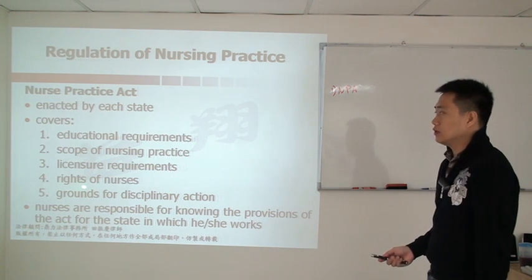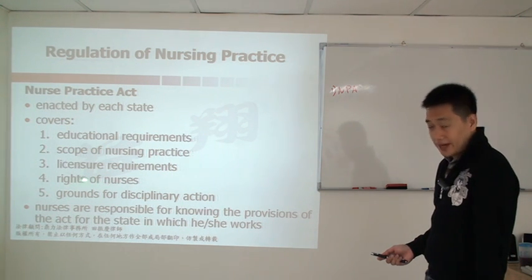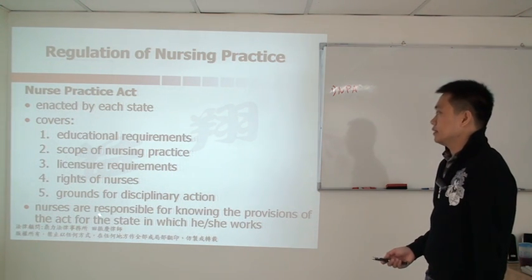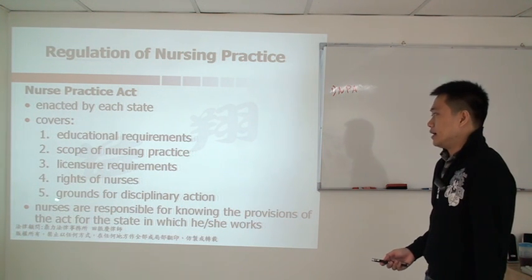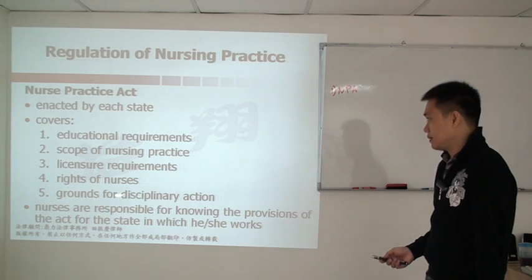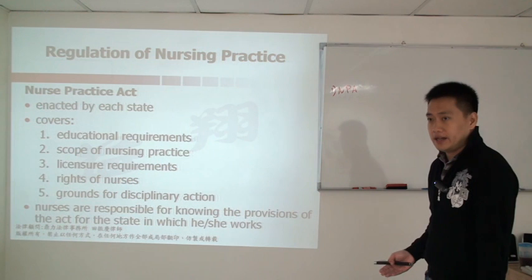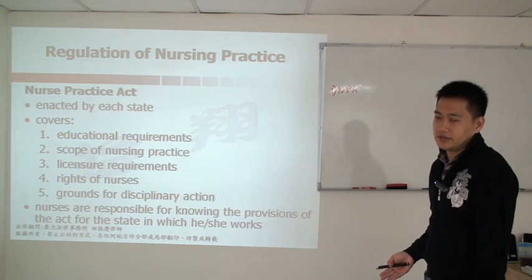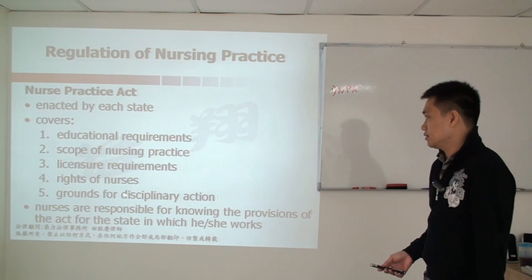Number four, it also includes the rights of nurses. What are your rights as a nurse? So it's not only the patient who has rights. And lastly, number five, grounds for disciplinary action. What do you mean by this one? So if the nurse commits an error or a mistake in your job, you will need to be punished. So we call it disciplinary action.